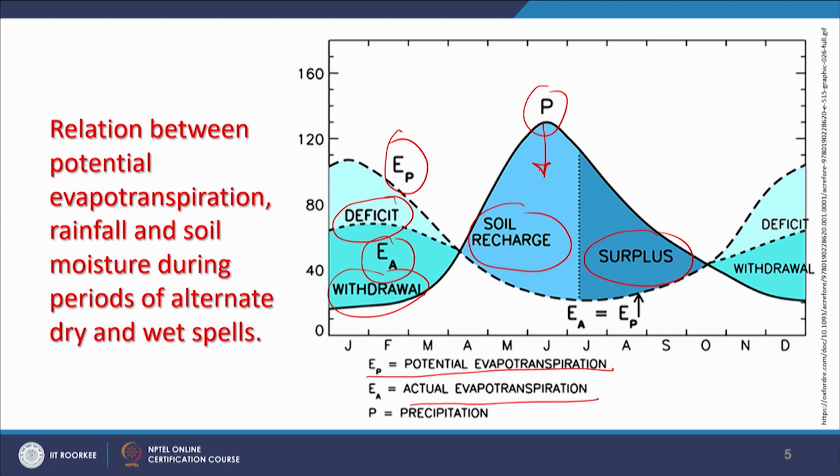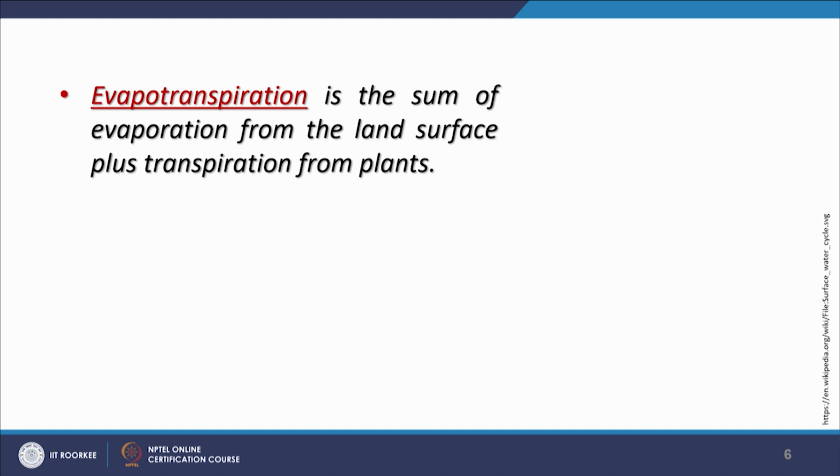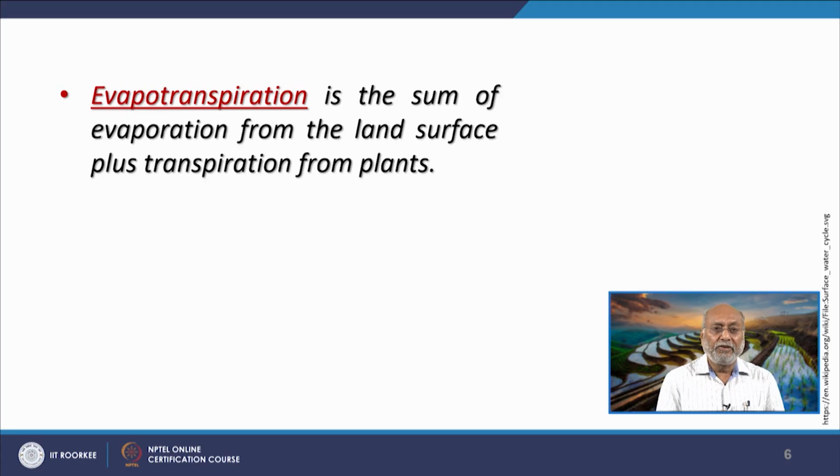So, when precipitation occurs, soil recharge occurs, and water may be surplus in the soils. Now, evapotranspiration, and we have been discussing this, is the total loss in the form of vapors which are formed either through the land surface or from the plants. So, it is a sum of evaporation from the land surface plus transpiration from plants, because it is very difficult to isolate. If it is a simple open water body, then we can very well measure the evaporation losses.